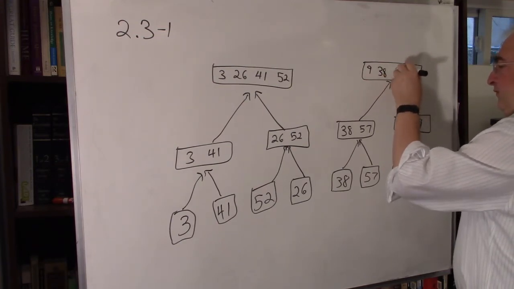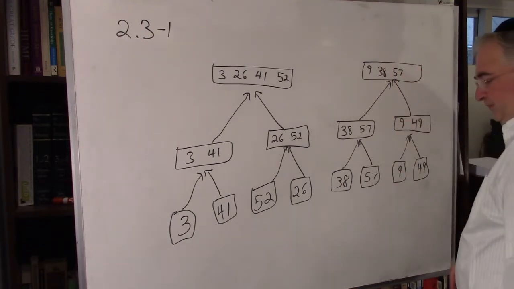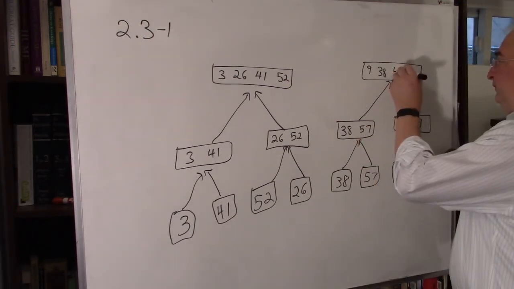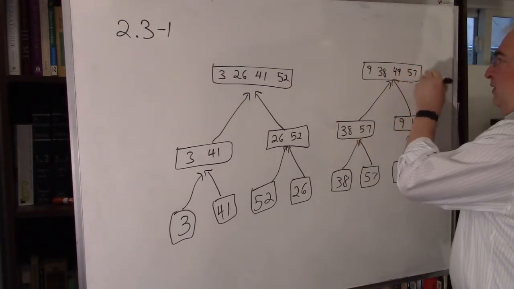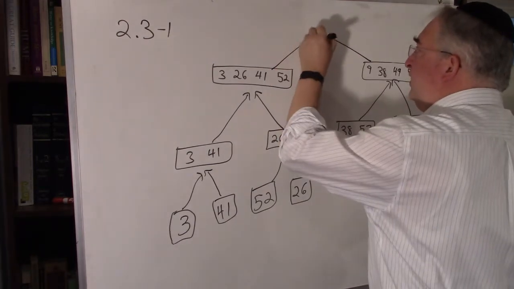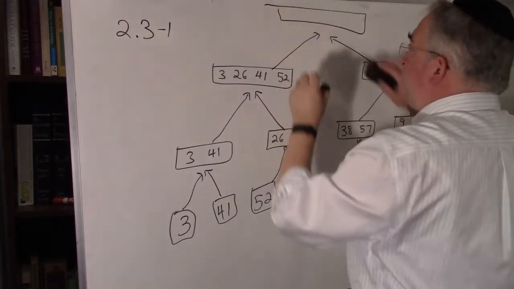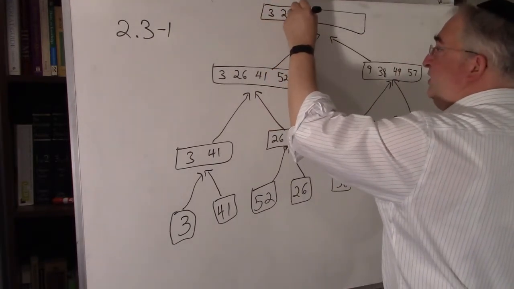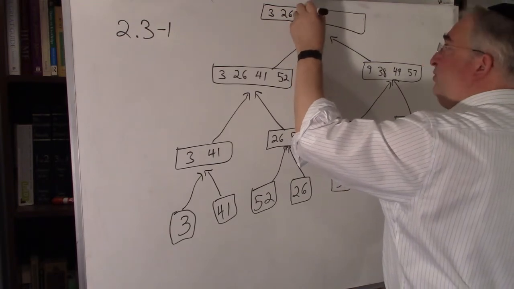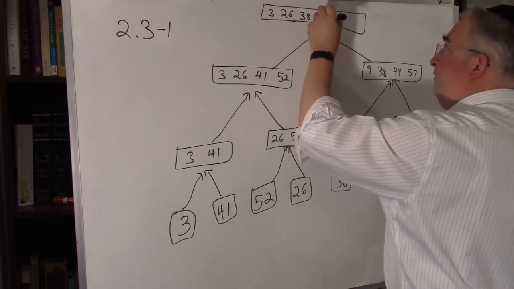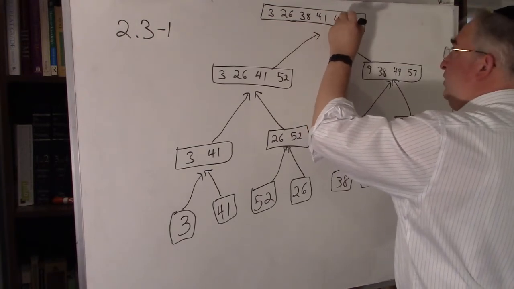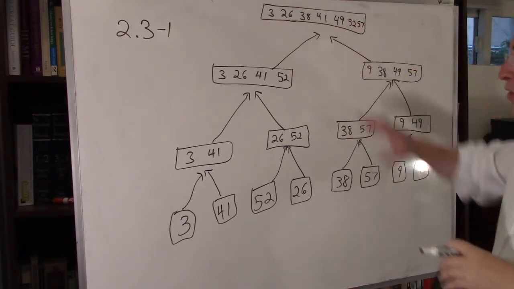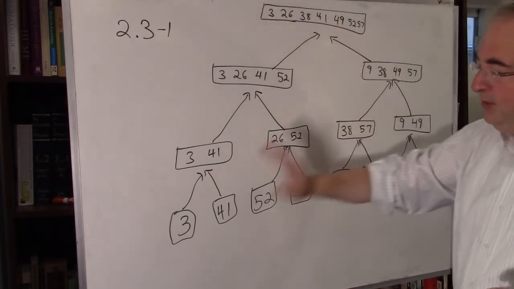You're going to merge these two together, and you're going to get 9, 38, 49, and 57. You're going to merge these two together, and you're going to get 3, 26, 38, 41, 49, 52, and 57. So we're usually given this and we chop and chop and chop till we get down.